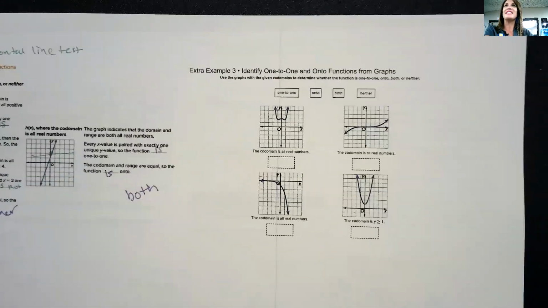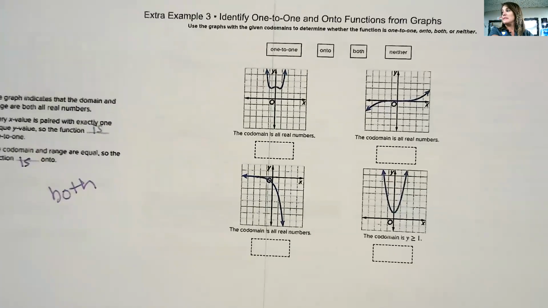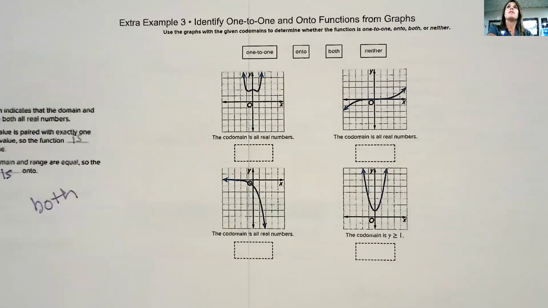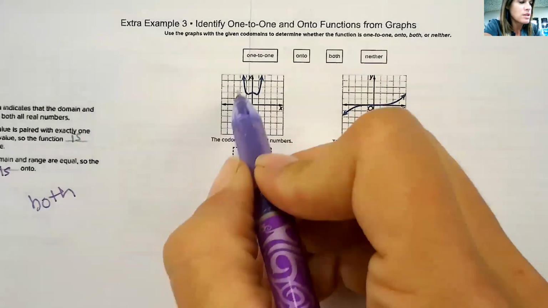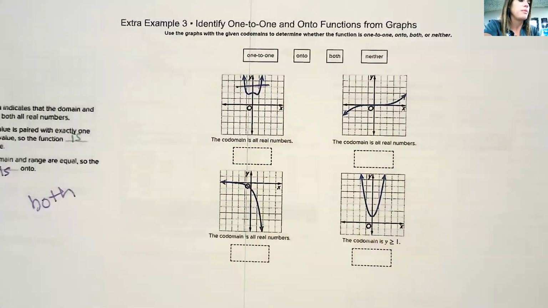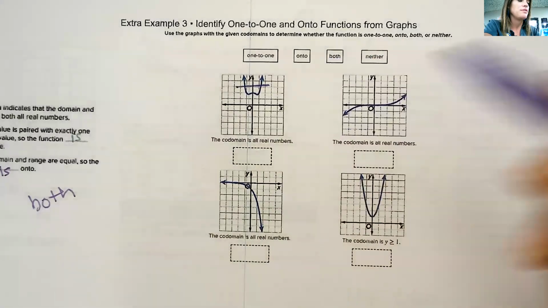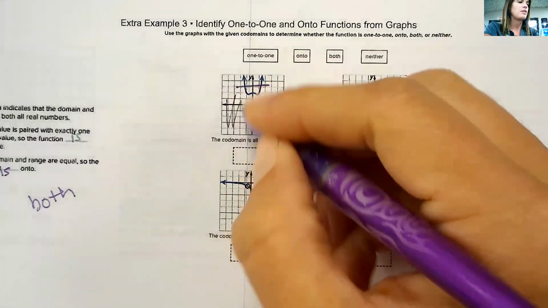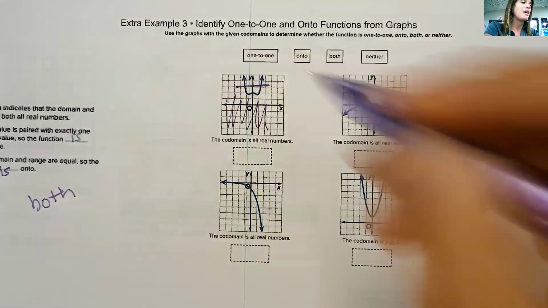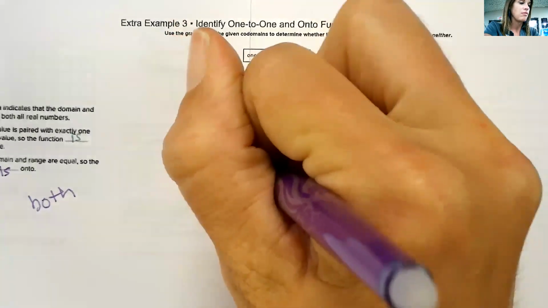Hopefully everything's working still. I'm going to keep going. All right, this one. Horizontal line test, it fails. It's not 1 to 1. Is it onto? Assume they're all real numbers for the codomain. The range would not include anything down here. So it is not onto, so it is neither.